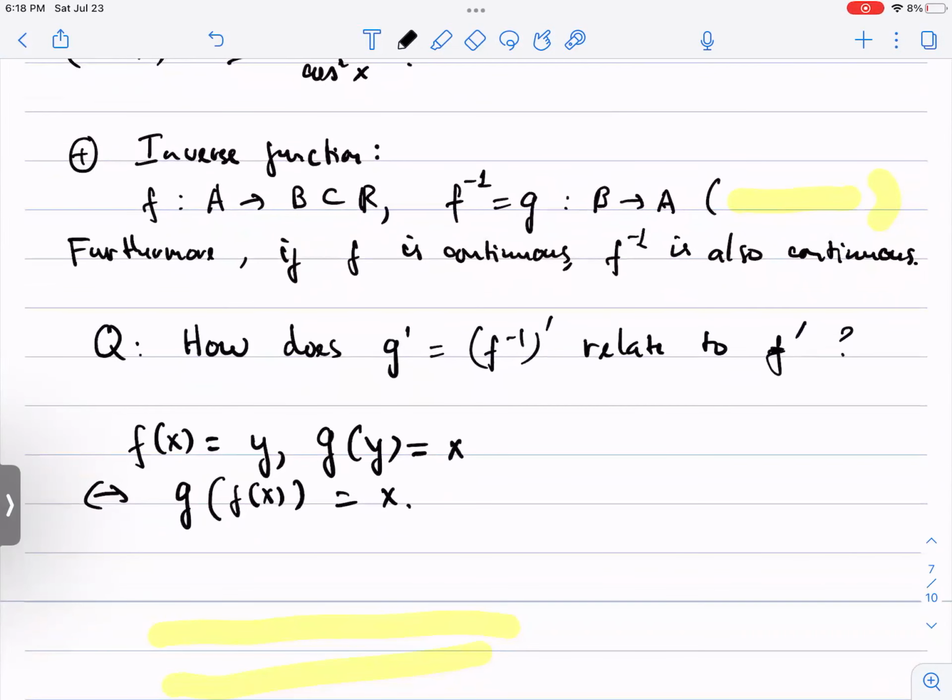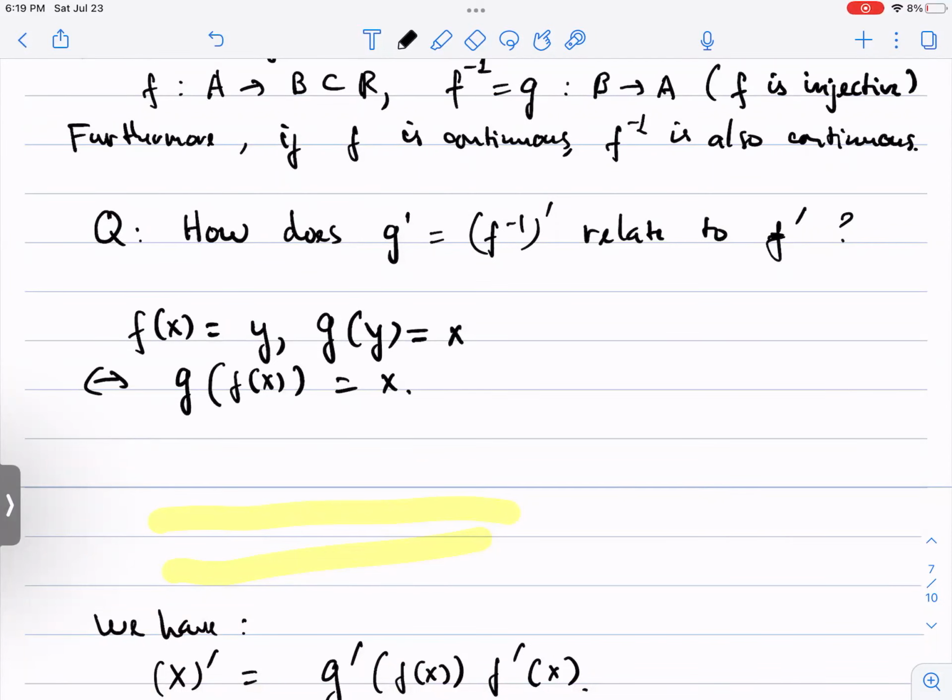Now, we discussed how to find the derivative of an inverse function. Recall that for a function f from some subset A to another set B, which is a subset of the set of all real numbers, the inverse f to the minus 1 is a function from B to A. This function only exists when f is injective. Furthermore, again by a previous discussion, if f is continuous, then its inverse is also continuous. So how does the derivative of this function relate to the derivative of the original function?